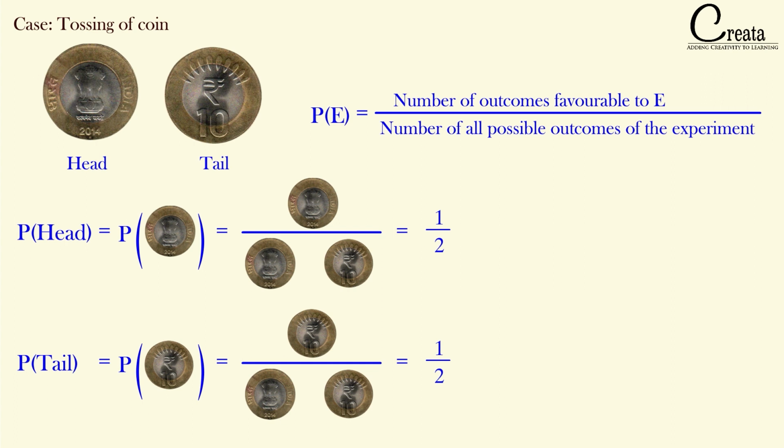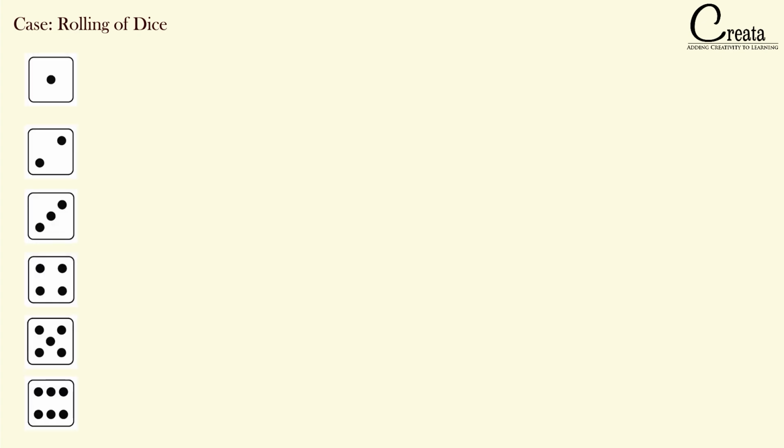Moving further, we have got the probability of head and tail. Similarly, let's take the experiment of rolling the die. In rolling the die, we get a total of 6 outcomes, that is, either 1, 2, 3, 4, 5 or 6. We cannot get 7, 8 or 0. We will get only 6 outcomes when we roll the die. Let's calculate the probability of each event.